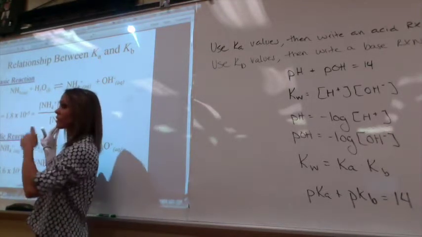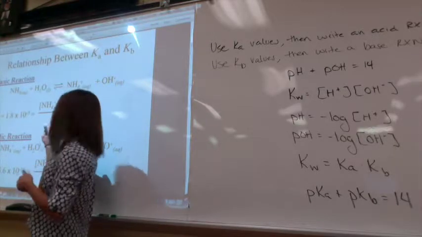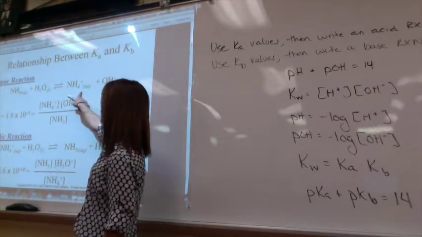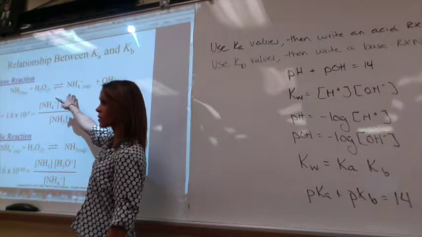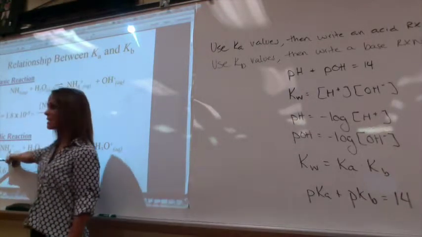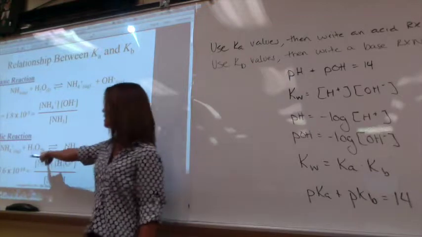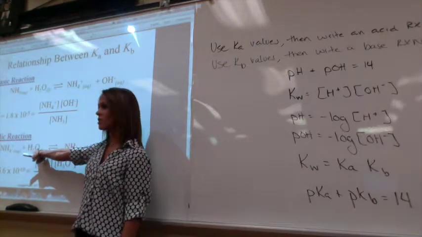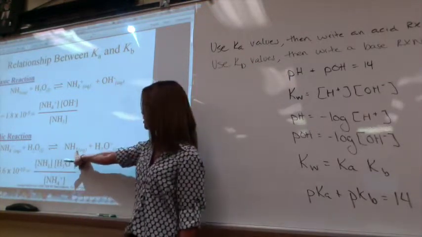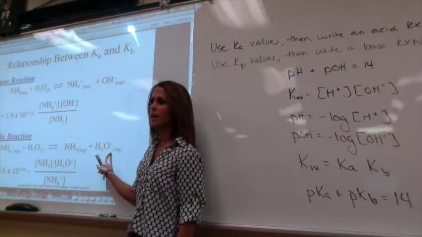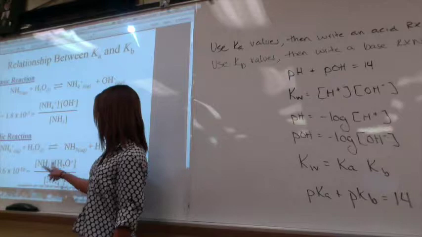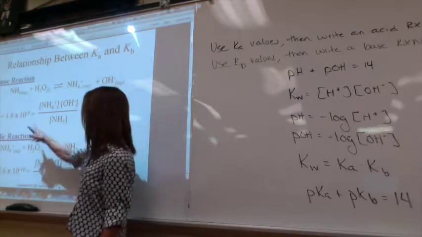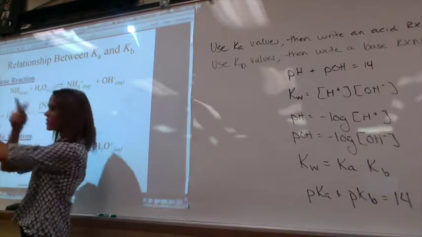If I were to write the opposite of this reaction, I would write NH4 plus goes into water. Not plus OH, but NH4 plus goes into water. This is the acid. So the acid then is going to donate its H to the water. This becomes the conjugate base, and then this is your conjugate acid. If I were to write the Ka reaction, it's NH3 times H3O plus over NH4 plus. So these values are the reverse of each other, right?